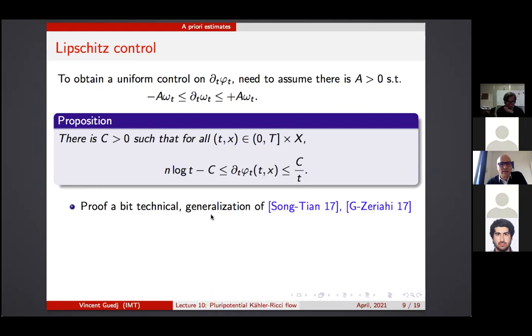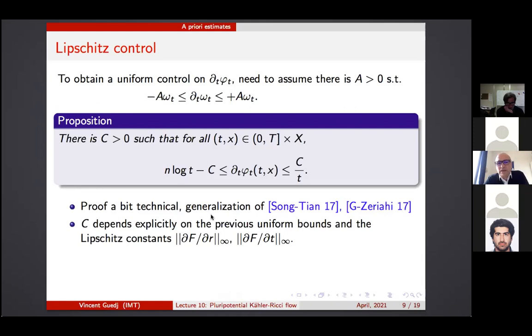But by comparison to the previous one, the previous constants in the C0 context were only depending on the sup and the inf norm of f. Here, the dependence goes one step further, asking for control on the first derivative of f, both with respect to time and with respect to the third variable. So let me be a bit more precise. Before going on, let me observe here that this lower bound is actually rather nice.